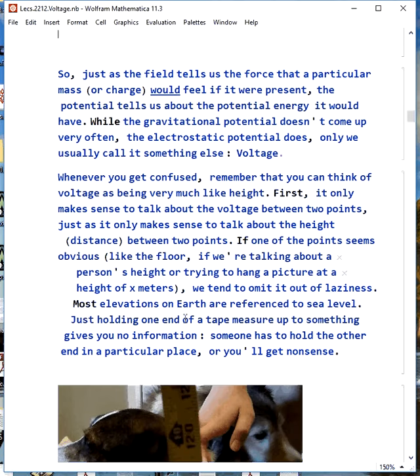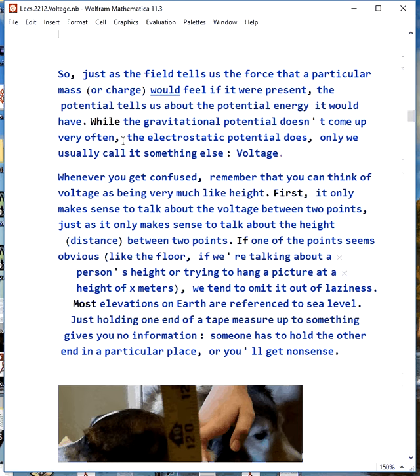So the field we can think of as telling us the force that a mass or charge would feel if it were present. The potential energy tells us about the potential energy that mass or charge would have if it were present. The electrostatic potential comes up much more often than the gravitational potential, and the name we usually use for it instead is voltage.